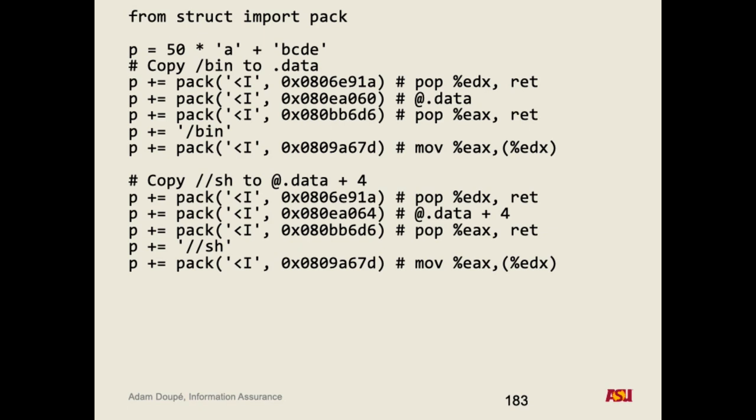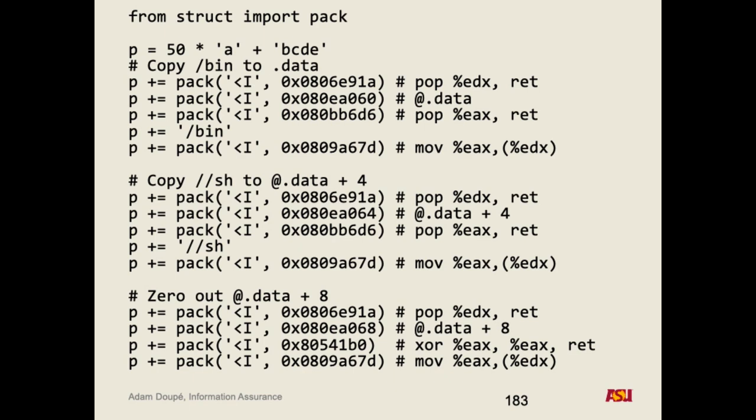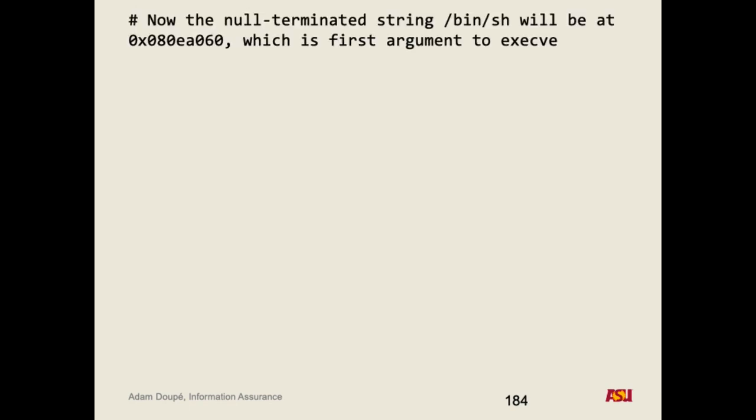We have a problem, though, because our string needs to be null terminated, /bin//sh, and we don't know what's after that. So, again, we need to zero out the address of .data plus 8. We do pop EDX return, and we're going to put the address of .data plus 8. We're going to XOR EAX, then move EAX into EDX. And now that string is zeroed out. So then we'll finish it up. So now we have a null terminated string, /bin//sh, at 0808A060.